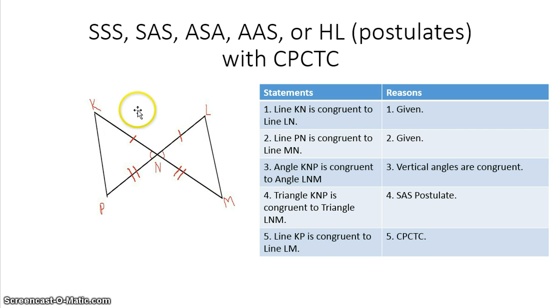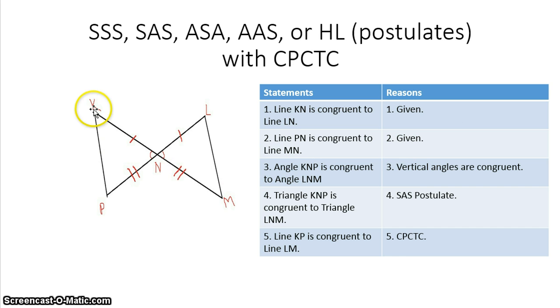But before doing that, we need to prove that the triangles are congruent, and by doing that, we wrote a two-column proof. And first I stated that line KN here is congruent to line LM here, and that's just because it's given, it's marked. And the same with statement 2, line PN is congruent to MN. It's already marked that way.